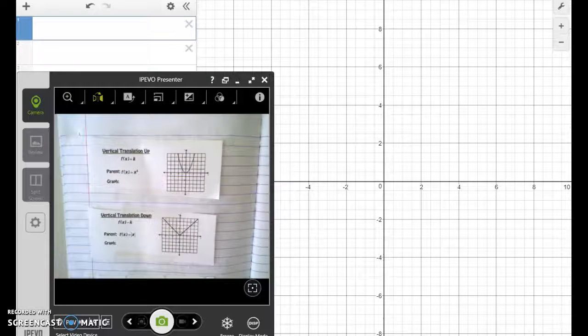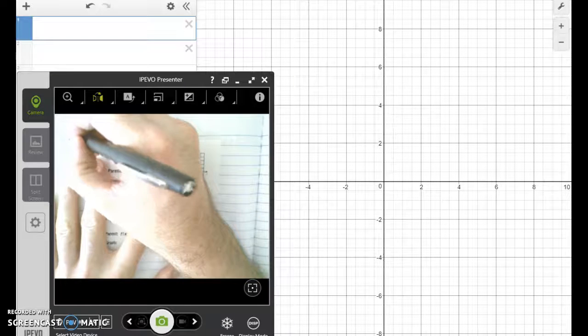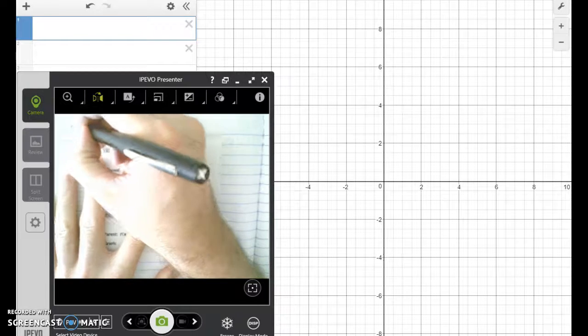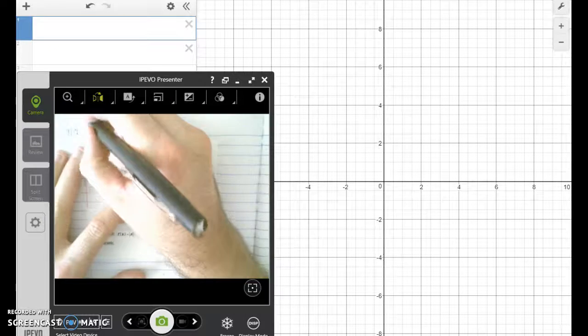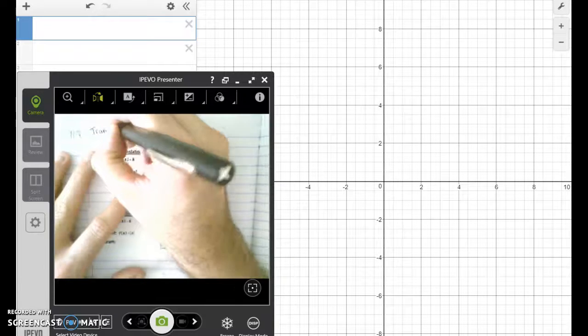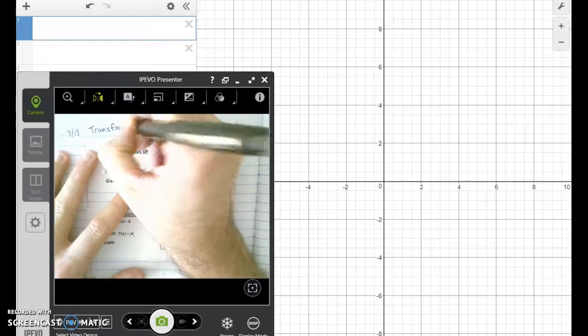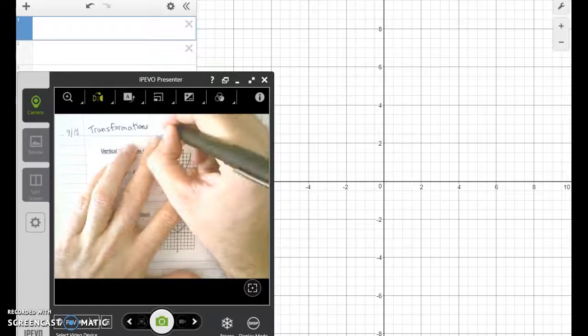I'm going to put today's date. Today is the 15th. I'm sorry, today is the 14th. And this is transformations of parent functions.